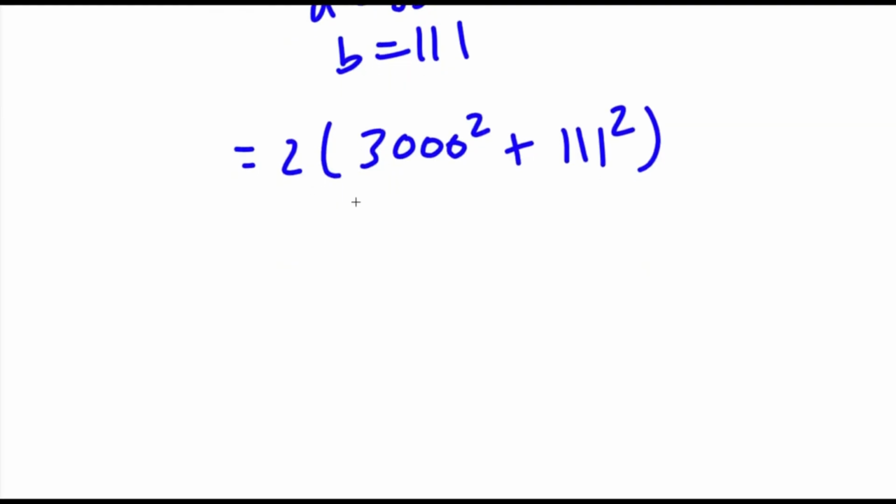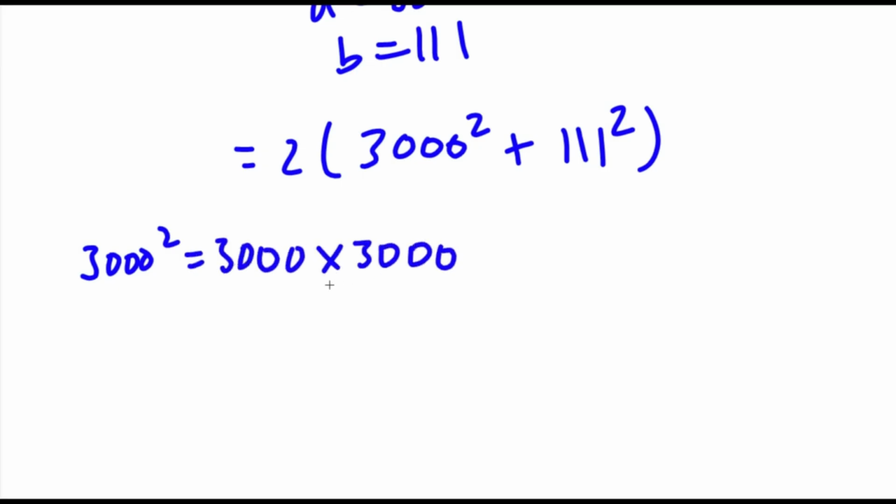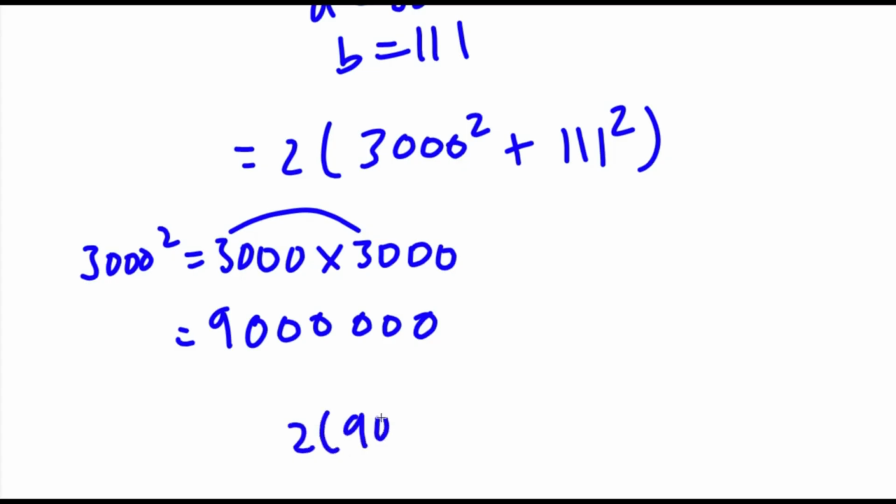Now 3,000 squared is the same thing as 3,000 times 3,000, right? And you may think this is hard because it's a 4-digit number times a 4-digit number, but we can actually for now ignore the zeros and we can just do 3 times 3. So that would give us 9, right? And then we simply add all the zeros after. So we're going to add 1, 2, 3, 4, 5, 6 zeros. So our answer here is going to be 9 million. So now I have 2 times 9 million plus 111 squared.